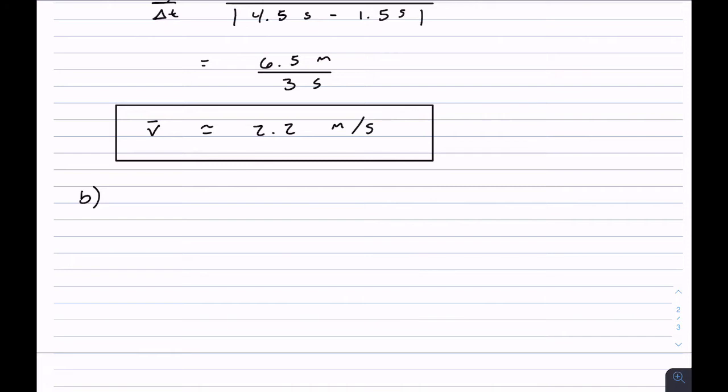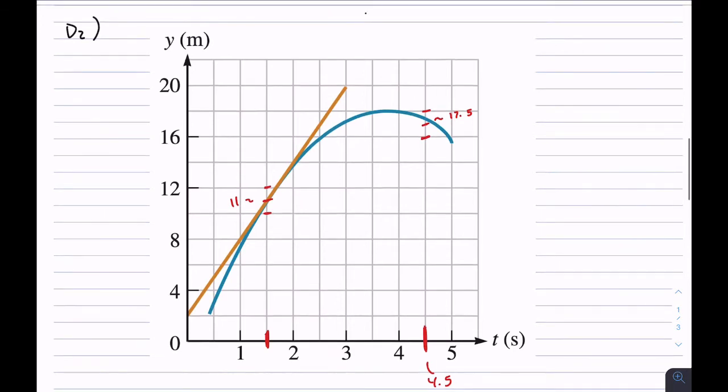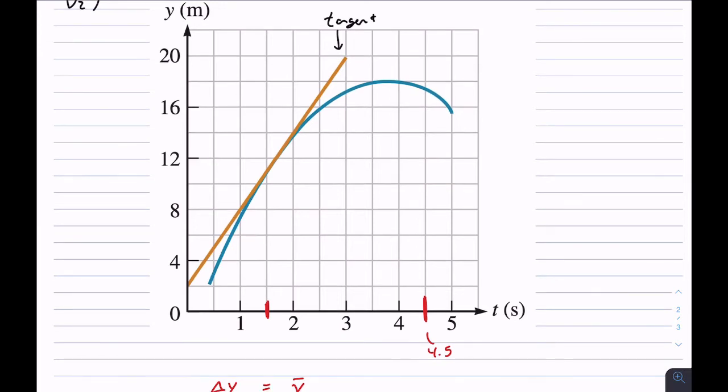Using the tangent to the curve, shown as the orange line in the figure, what is the instantaneous velocity of the particle at time equals 1.5 seconds? All right. So here is our tangent, this orange line. That's tangent at 1.5 seconds. 1.5 seconds is right here. So this is parallel to the y value at 1.5 seconds.